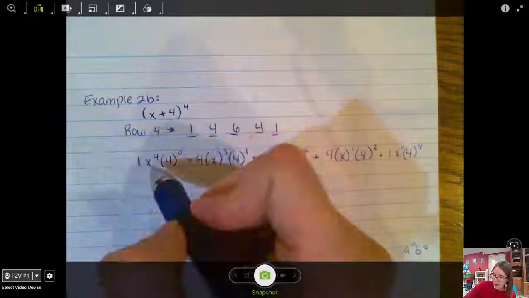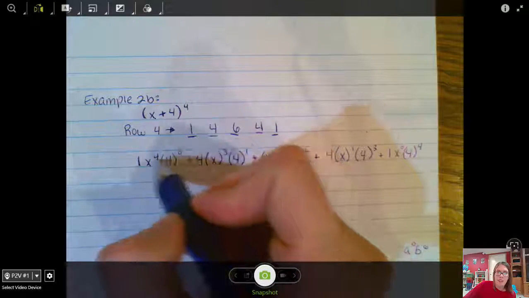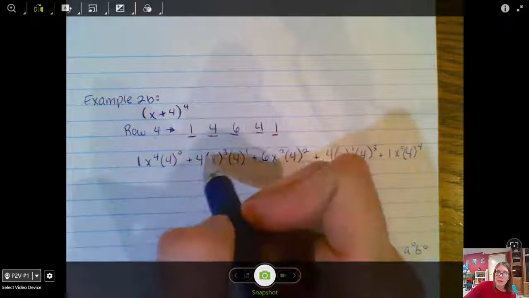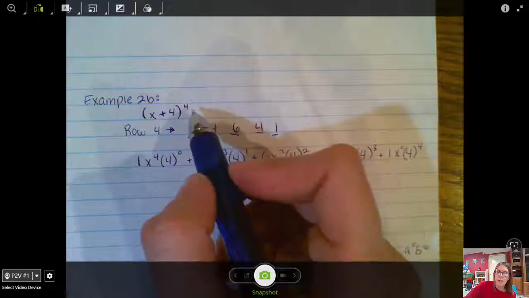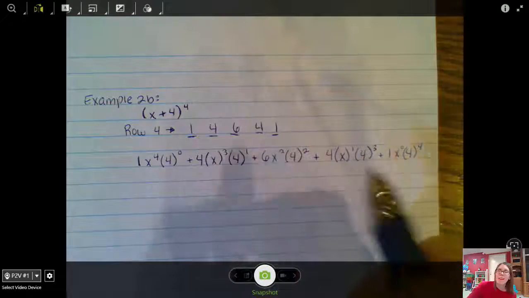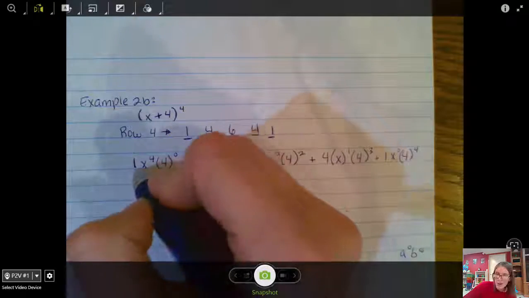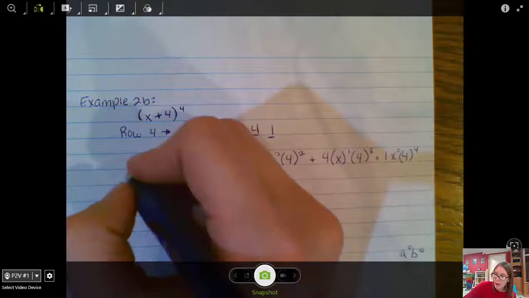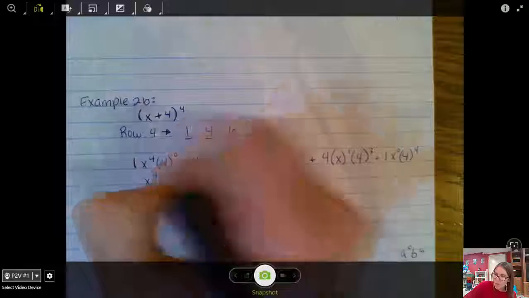Now, don't forget that each time the sum of our powers is going to be whatever power we're expanding to, the 4th power in this case. Add each power together, we get the 4. All right, let's simplify now. 1x to the 4th, 4 to the 0. You don't really need to write 4 to the 0 power, just x to the 4th.